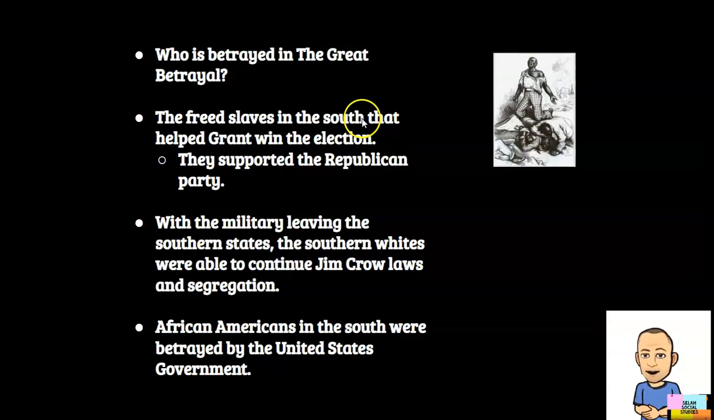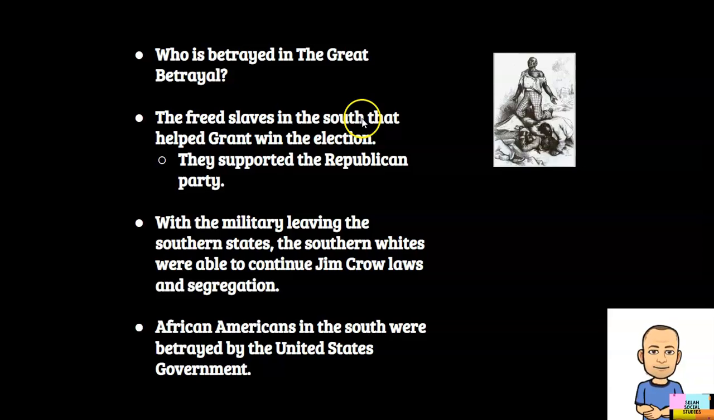Hayes was elected president, the Republican, and in the South, the Democrats got a railroad that connected Texas and California, but the most important thing that they got is they got the removal of the federal forces in the South, which effectively ended Reconstruction. All right, this is the Great Betrayal.